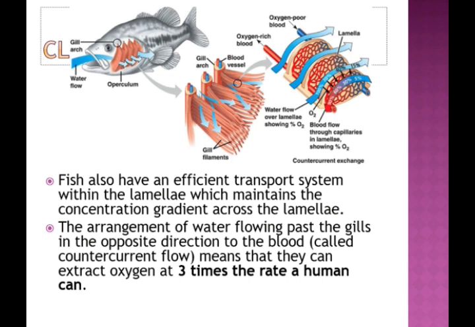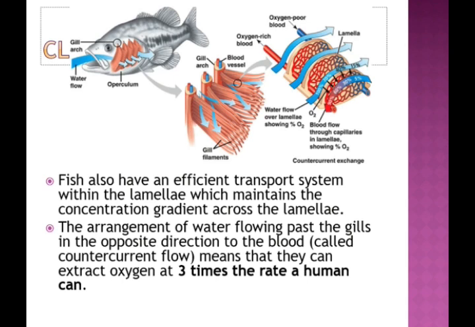Okay, so if you compare us humans and fish, our blood vessels go from the heart all the way to the body and get to the heart again. But for fishes, the blood vessels run in the opposite direction of the water. So when the water moves into the mouth, the blood is coming from the other direction. Due to that, we call it the countercurrent flow.